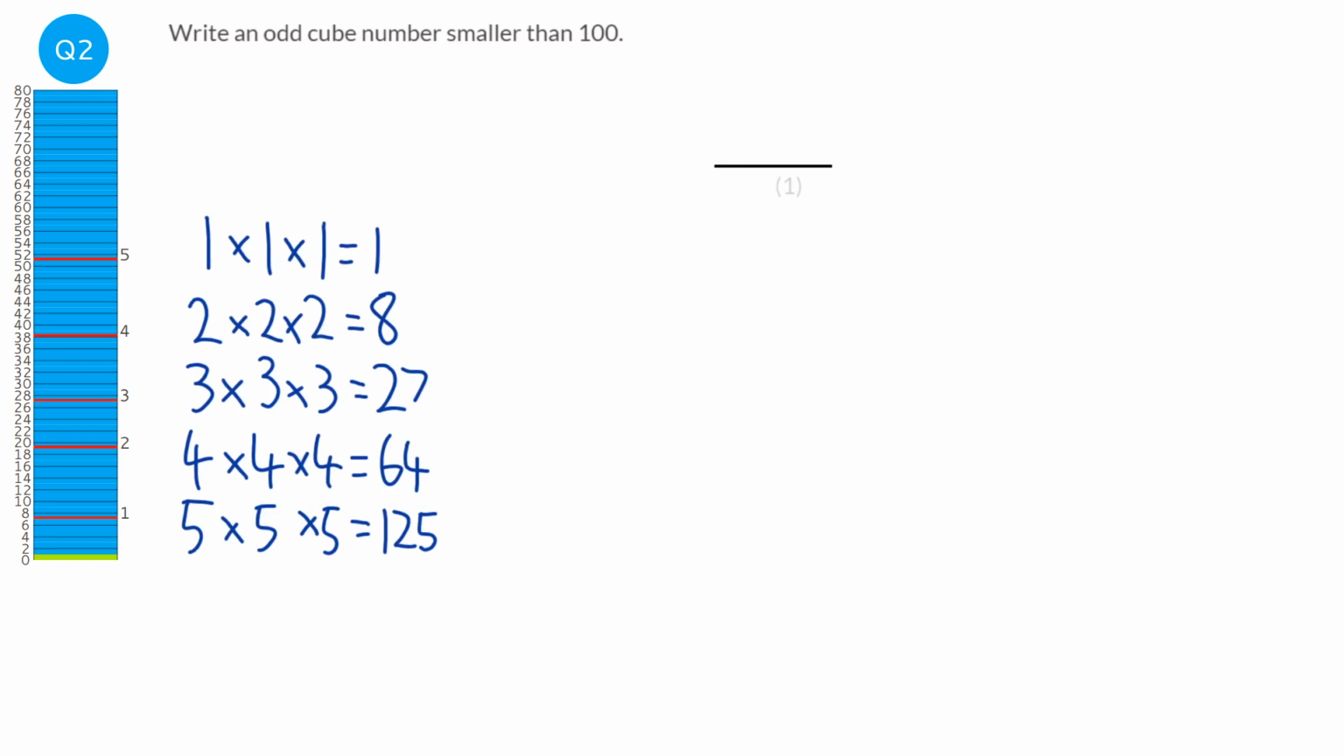And this question has asked us to find an odd cube number that is smaller than 100. So it has to be odd, so that gets rid of the 8 and the 64. And it has to be smaller than 100, so that gets rid of the 125. So I can either write down 1, which would be a fine answer, or 27. I'm going to go for 1.